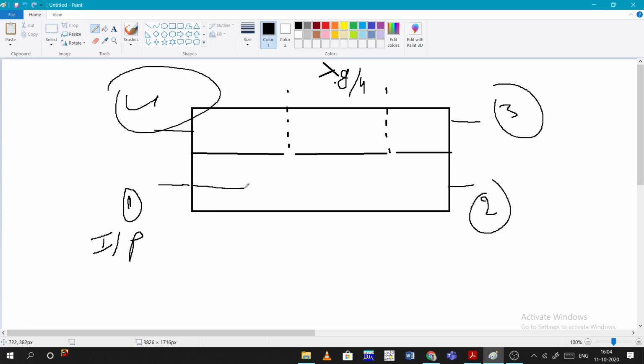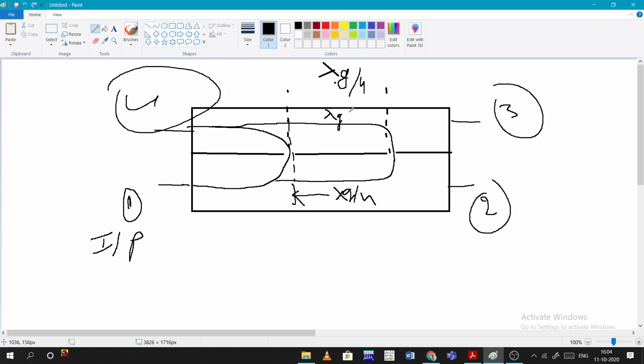Now what happens? The signal goes like this. As there is a path here, it will deviate to this path, and this will be split into two parts. Neglect this vertical height, only concentrate on the horizontal length. Here it is traveling lambda g by 4, and also here it is traveling lambda g by 4. Totally, how much distance is it traveling? Only concentrate on this part. Lambda g by 4 plus lambda g by 4 is lambda g by 2.